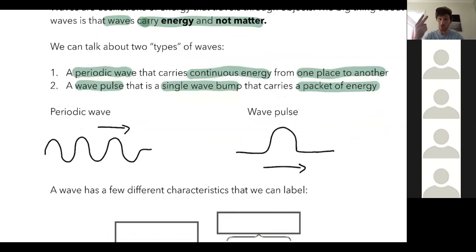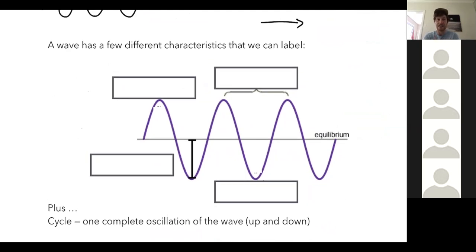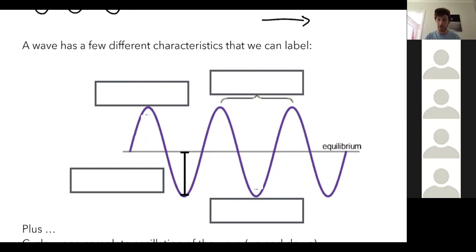So we have two types of waves, but regardless of which we have, we need to be able to label a wave and talk about its characteristics. This is a simple wave diagram, up and down, up and down, up and down. There are a couple of different things that we talk about. The first is how long the wave is. We call that the wavelength. That is how long the wave is.